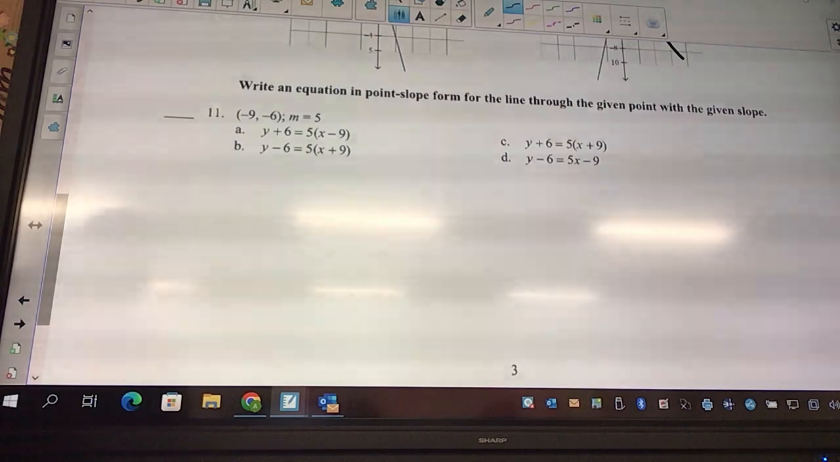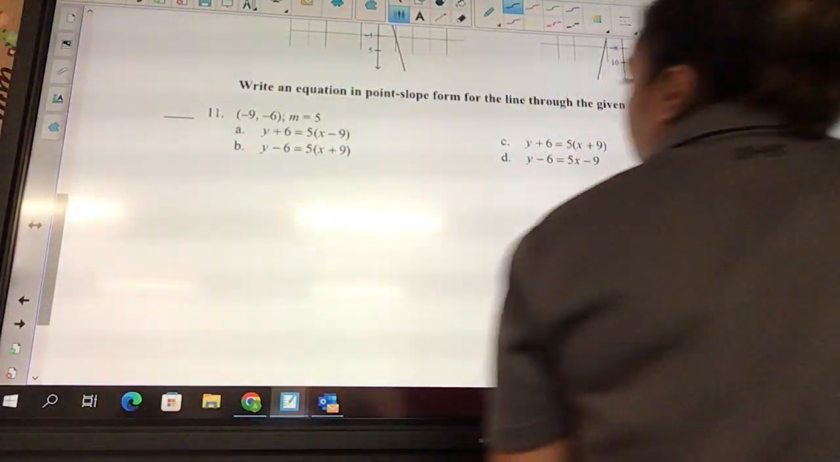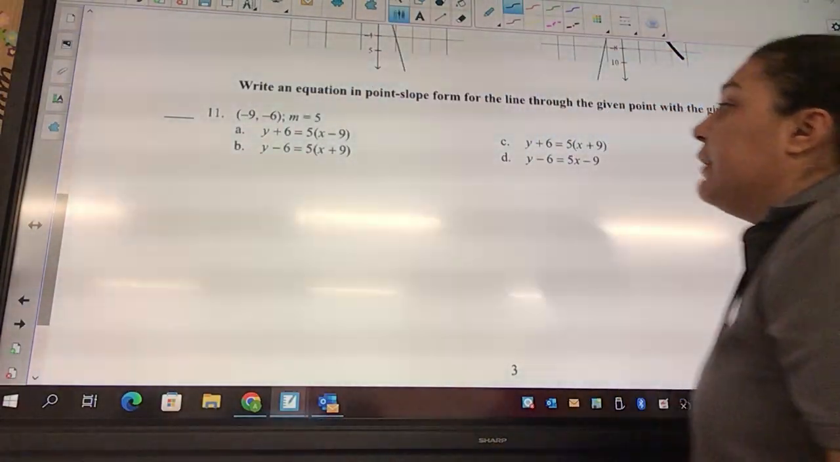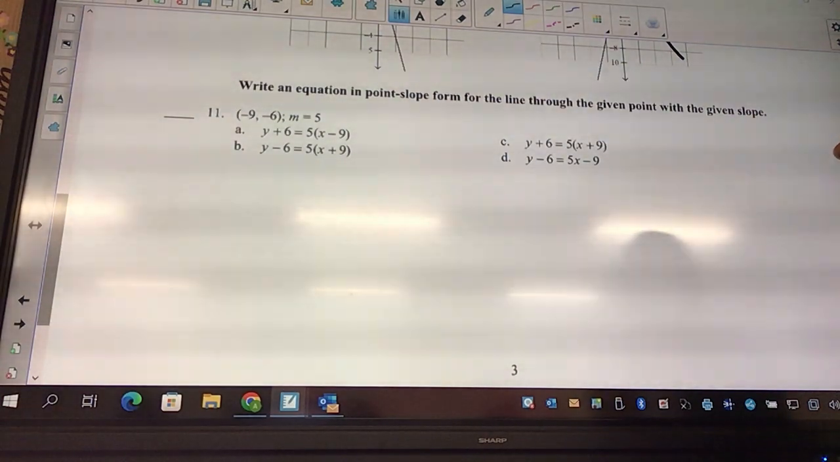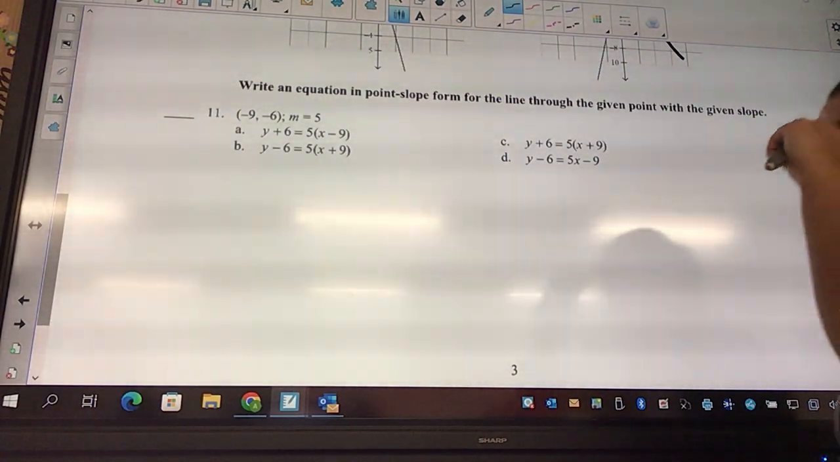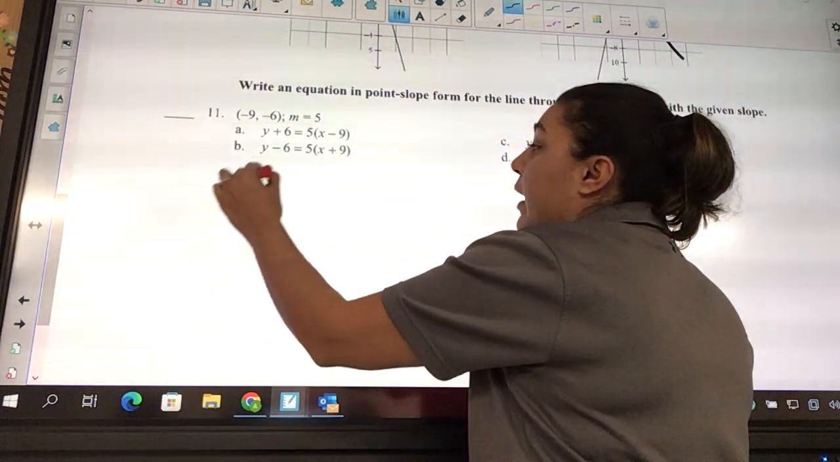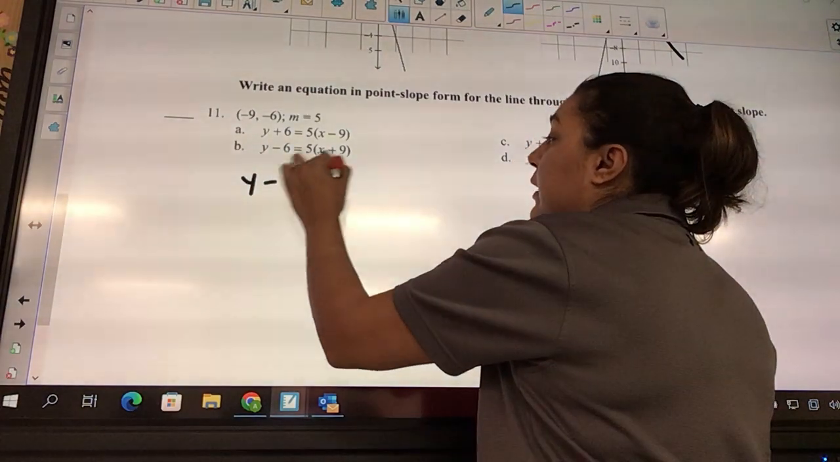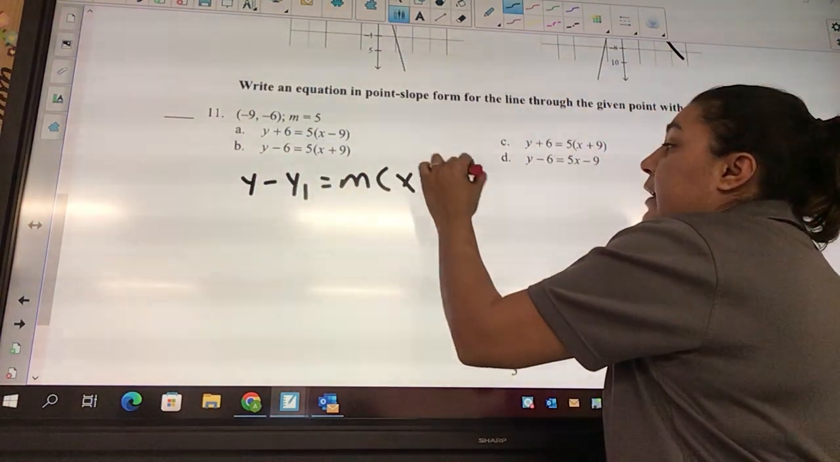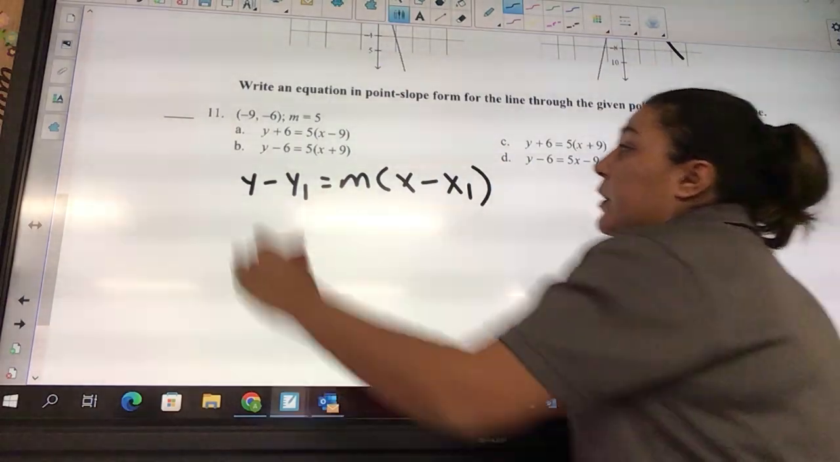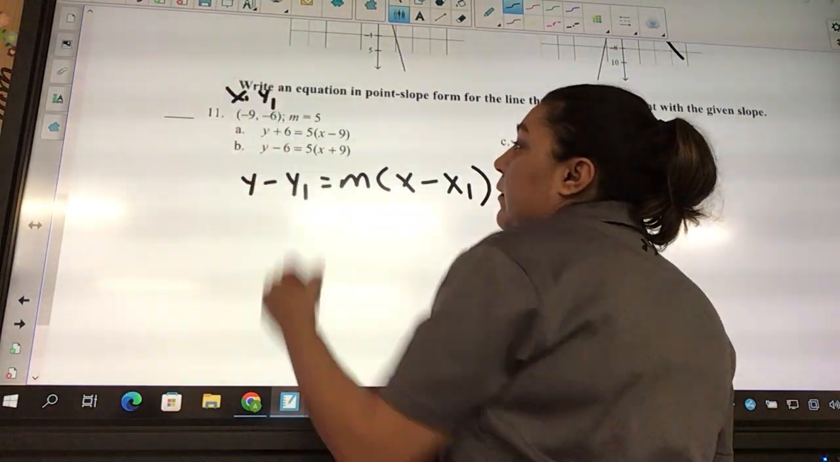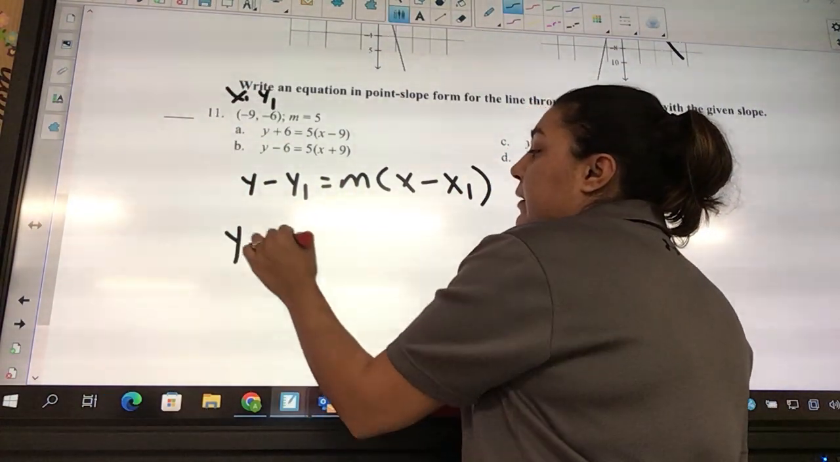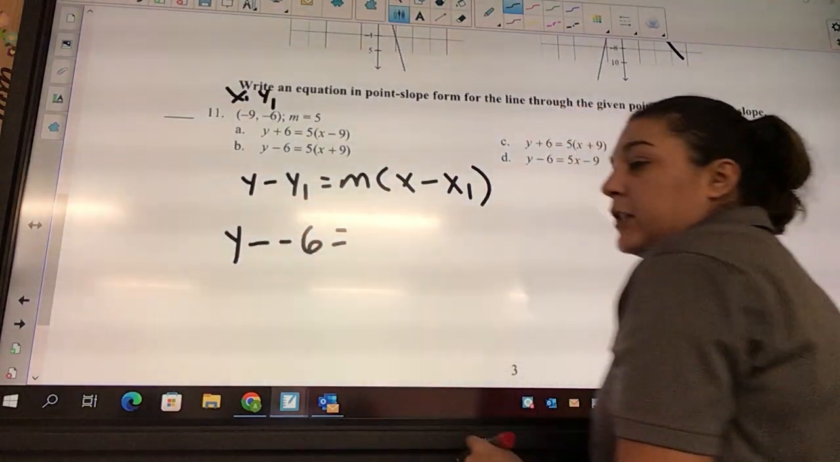Okay, 11, it wants you to write an equation in point-slope form. Okay, they gave us a point and they gave us a slope. So point-slope goes like y minus y1 equals m(x minus x1). Okay, so this is our x1, y1. So we got y minus negative 6 equals, what's my m?